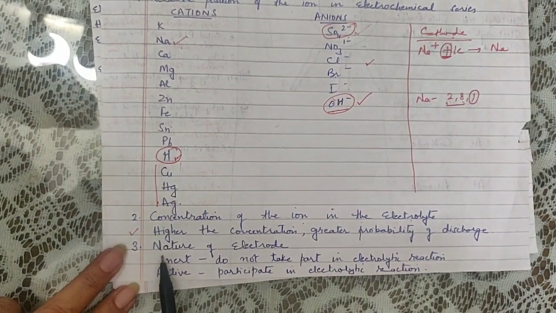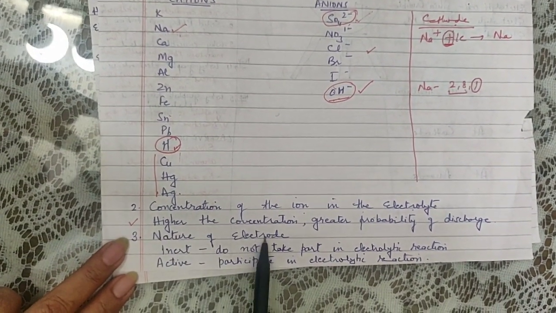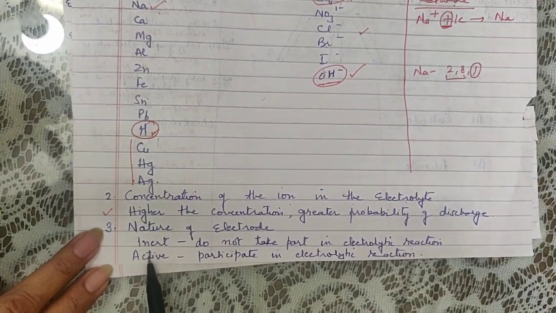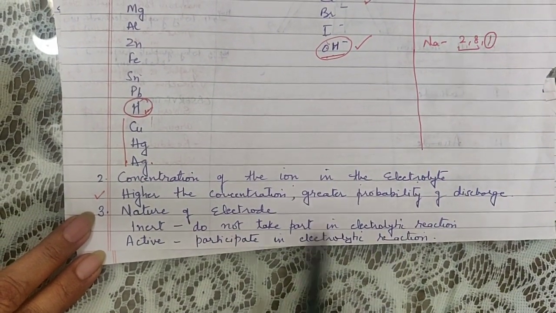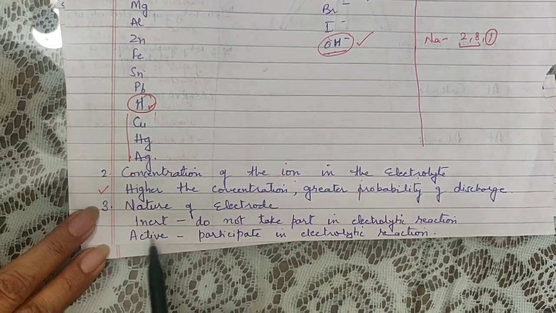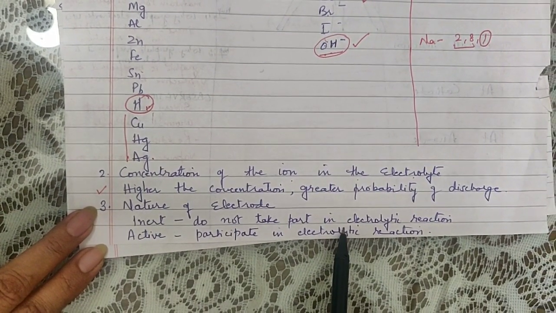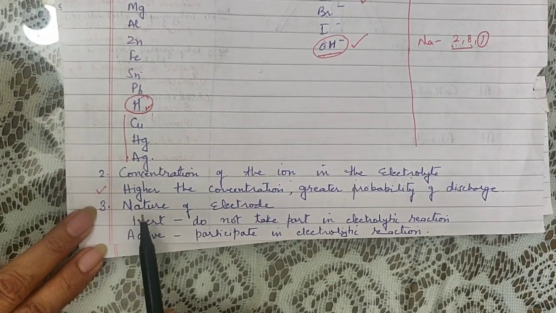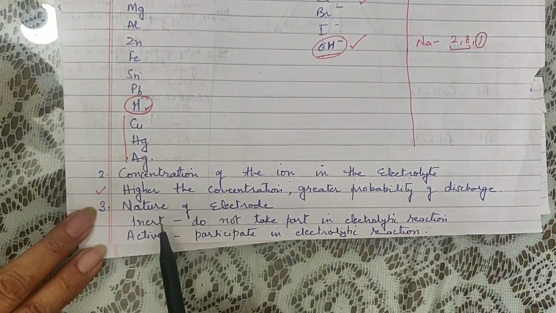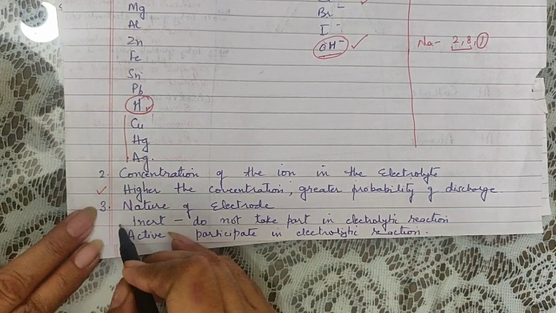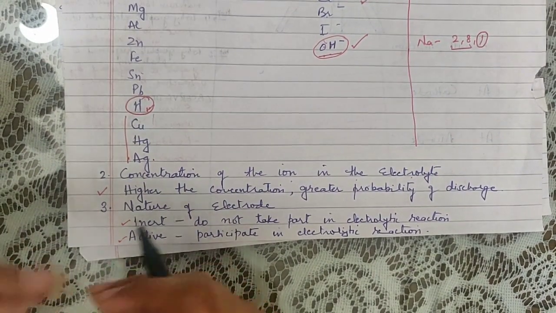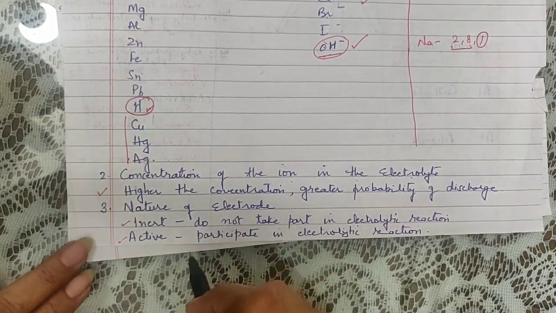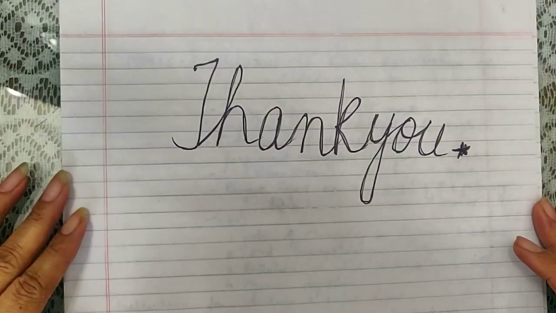The third factor which governs it is the nature of the electrode. I have already discussed inert and active electrodes. Inert electrodes are the ones which do not take part in the electrolytic reaction, while active electrodes participate in the electrolytic reaction. Now this is also a governing factor. Later on I will take an example of copper sulfate, once taking an example of an inert electrode, once taking an example of an active electrode, and then you will follow how this factor governs the selective discharge of ions.